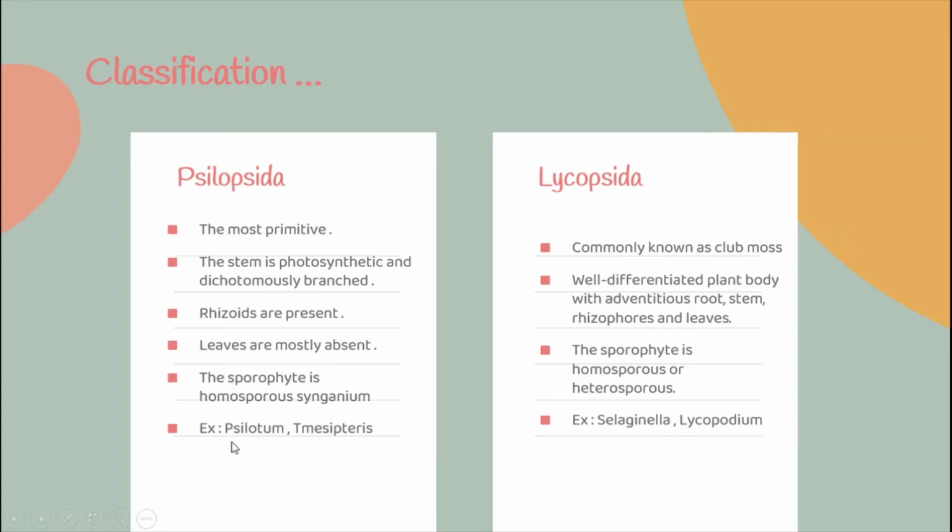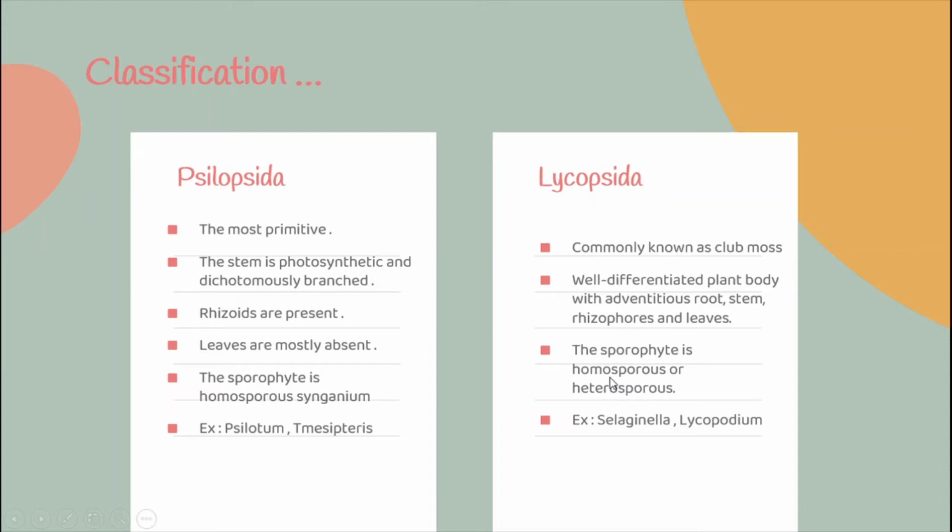Then we have an example, Psilotum and Tmesipteris. Next we have the Lycopsida, which is commonly known as club moss. Club moss can be found on moist surfaces. It has a well differentiated plant body with adventitious roots, stem, rhizophores, and leaves. The sporophyte is homosporous or heterosporous.